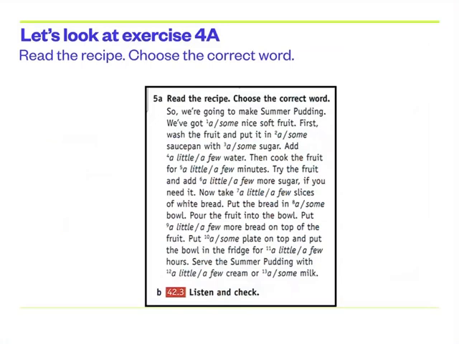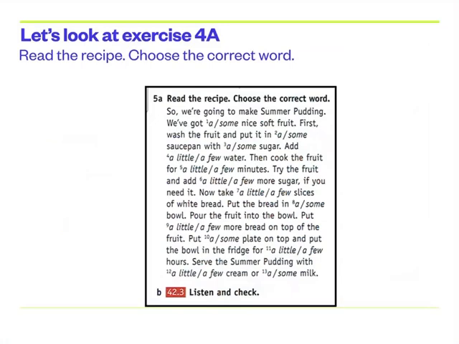So we're going to make summer pudding. We've got a or some nice soft fruit. First, wash the fruit and put it in a or some saucepan with a or some sugar. Add a little or a few water. Then cook the fruit for a little or a few minutes. Try the fruit and add a little or a few more sugar if you need it.